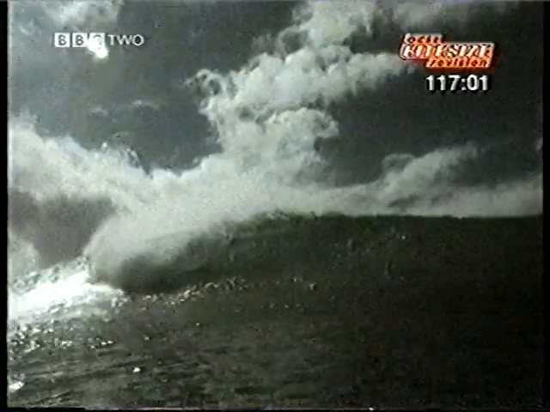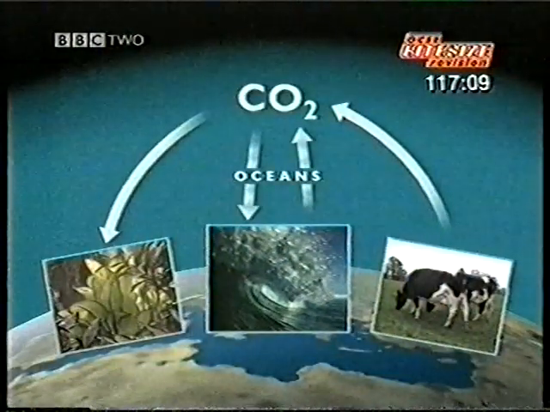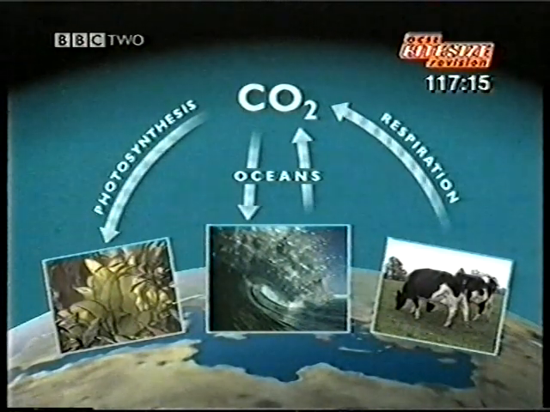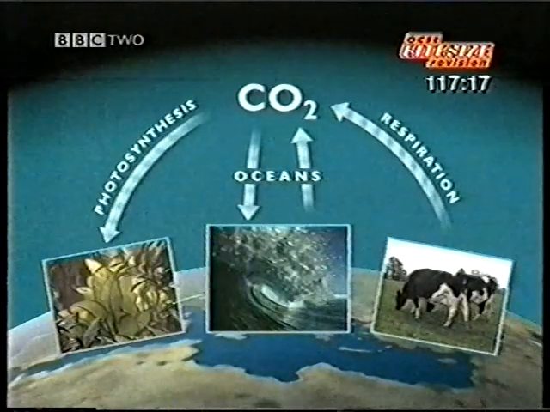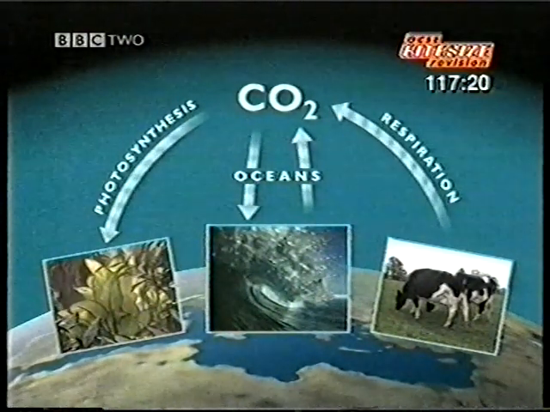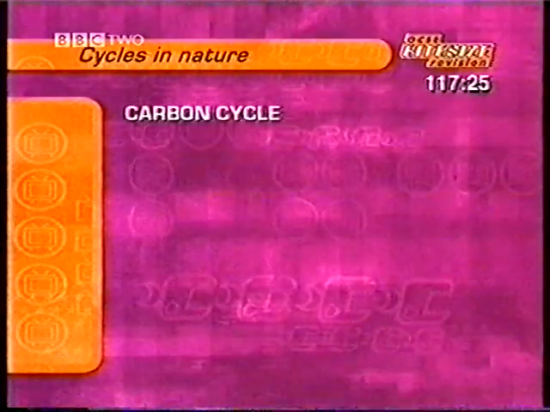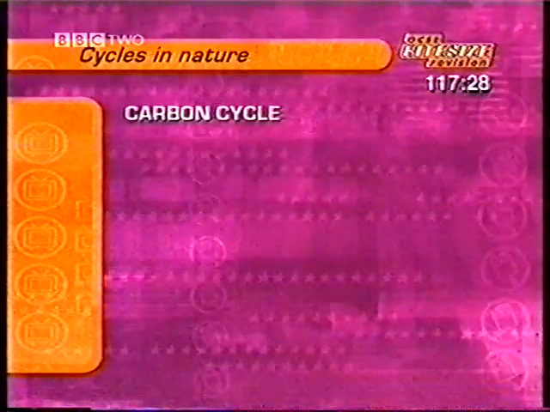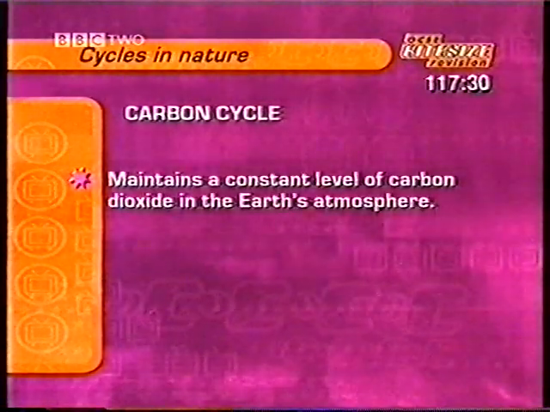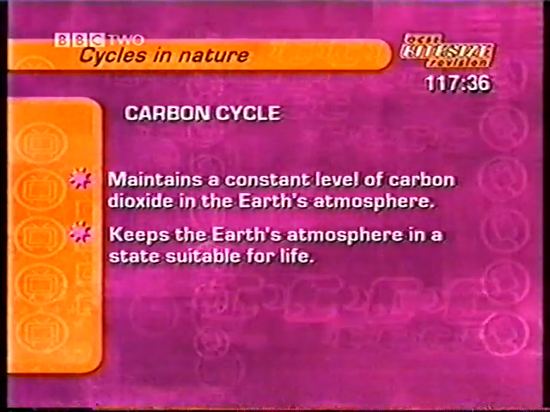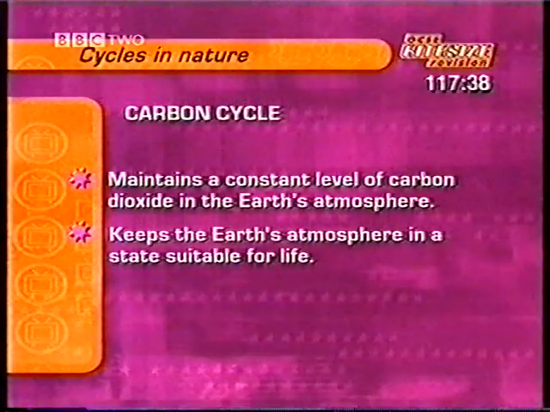Carbon dioxide dissolves in the ocean, but this is a two-way process. When the sea gets warmer, some of the carbon dioxide comes out of solution and passes back into the atmosphere. Natural processes like these balance out, so that the tiny percentage of carbon dioxide in the air is maintained. But human activity is now increasing carbon dioxide levels. So the carbon cycle of respiration and photosynthesis among animals and plants maintains a constant level of carbon dioxide in the air. This keeps the Earth's atmosphere in a constant state suitable for human, plant and animal life.